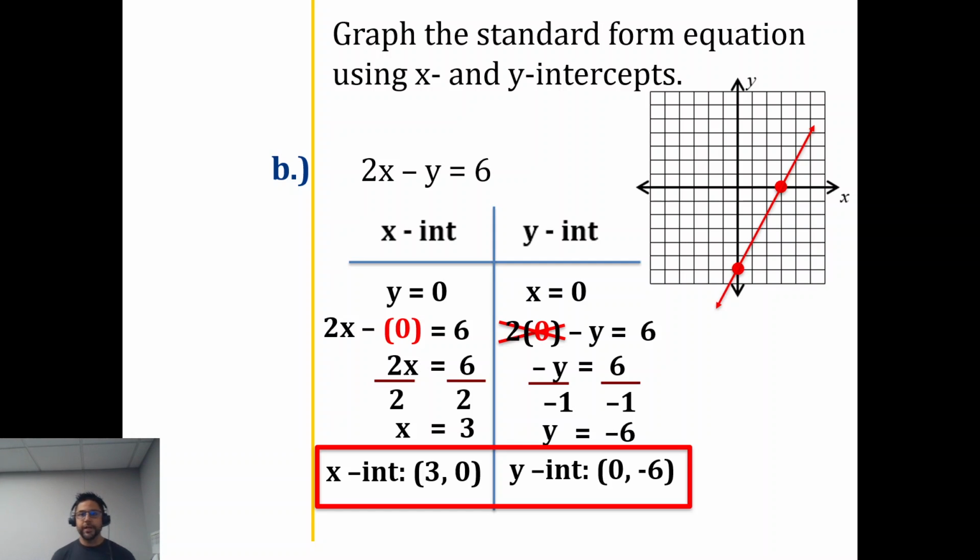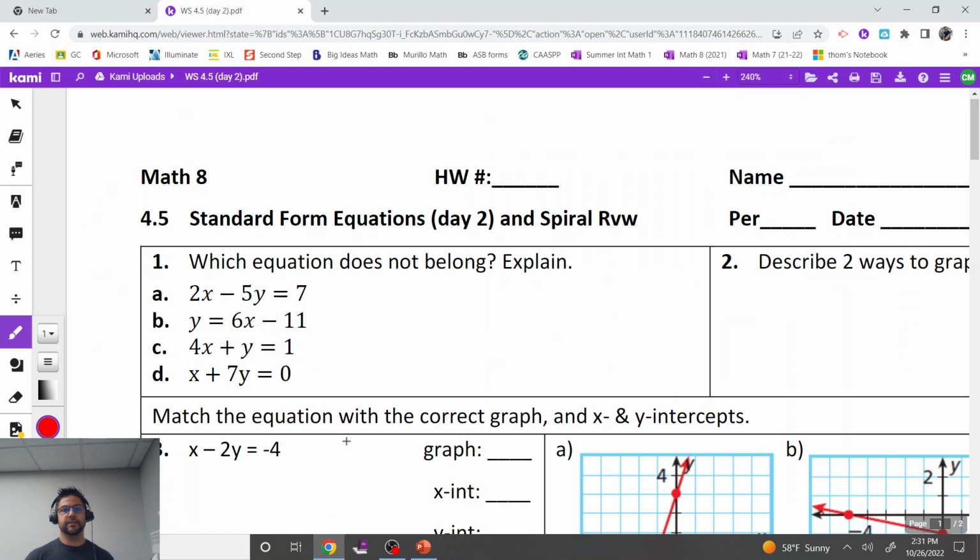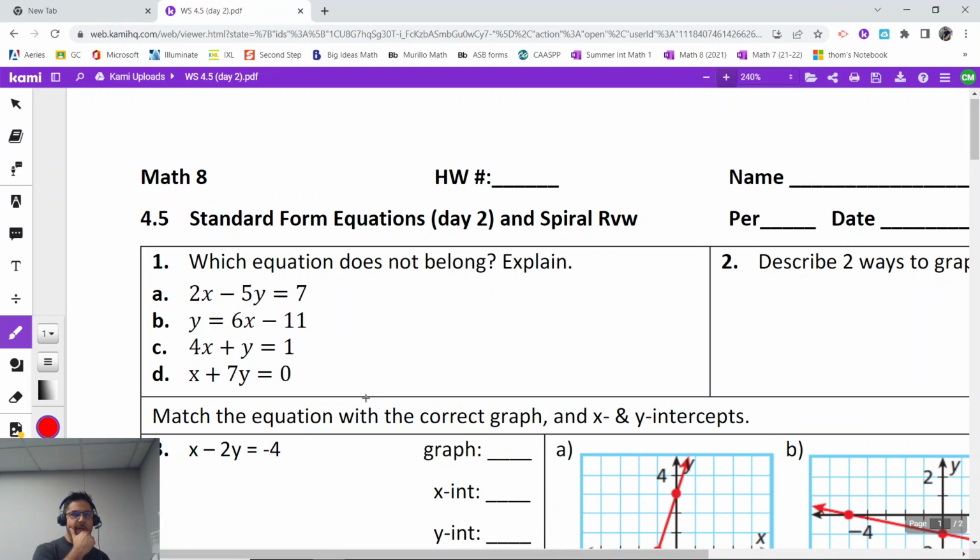All right, now that we had our quick refresher, let's spend a little bit of time on the actual assignment. Number 1. Actually, let's pause the video so that you can pass out the worksheet. All right, welcome back. There should have been enough time after the pausing to pass it out. So which equation does not belong, and explain?